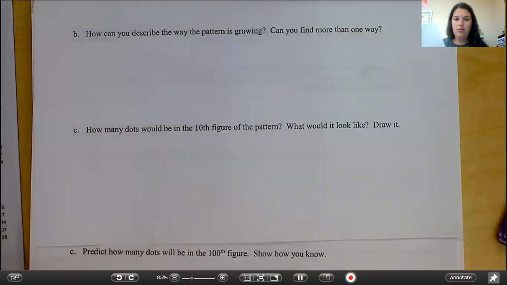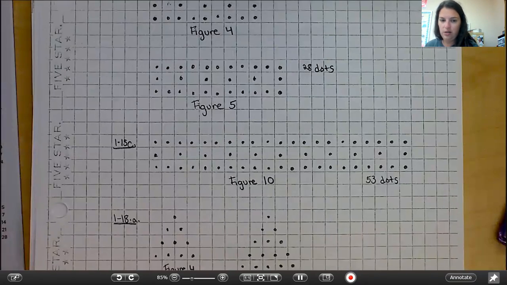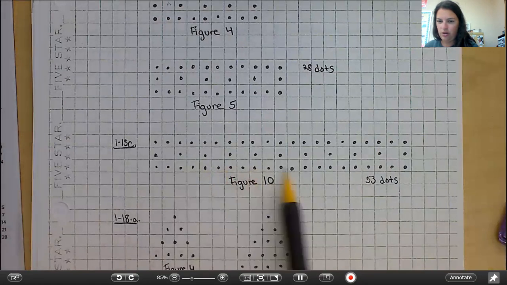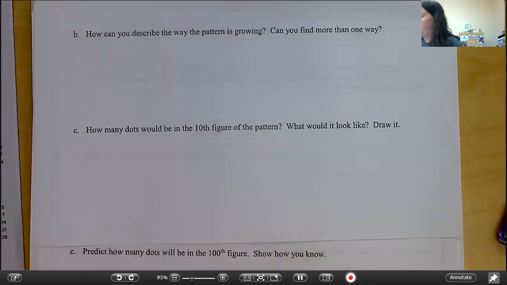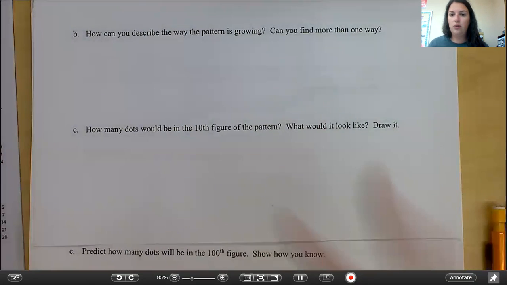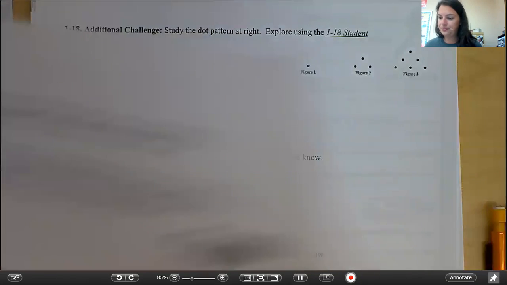Okay, if you're back with me, you drew the 10th figure. I also drew the 10th figure. It is right here. I drew it on graph paper. I just put each dot in a little box on my graph paper. And in total, there would be 53 dots. So hopefully you said 53 dots. If not, that's okay. Just double check, pause the video, and see where you think you made a mistake.